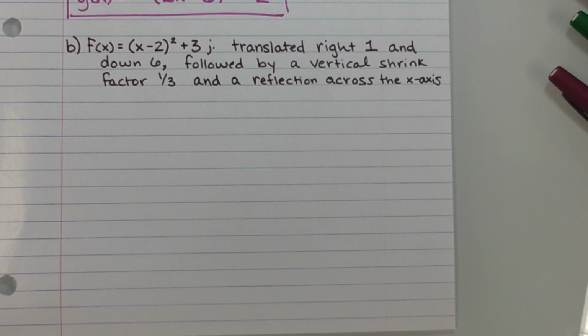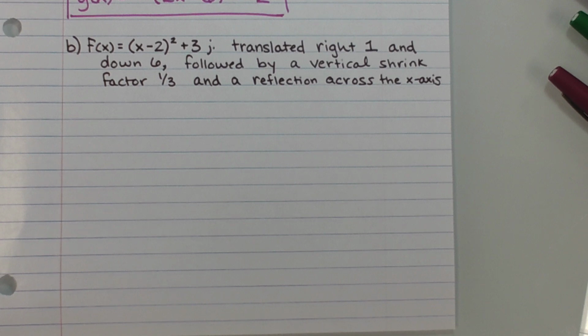Right 1. A, B, H, or K? H. It's going inside the parentheses is the key thing you need to know. If you don't remember what letter it is, right is inside the parentheses, adding or subtracting. Right is subtracting. Okay? Down 6. A, B, H, or K? K. If you don't remember it's K, the key thing you need to know, up and down is outside the parentheses. Down is minus.